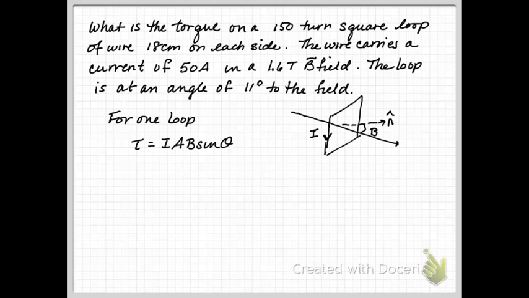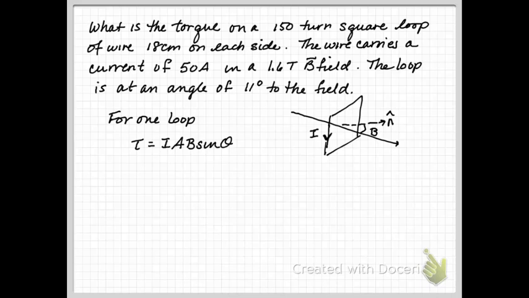All right, so here's our example where we're going to find the torque on a loop of wire. So it's a square loop, 18 centimeters on each side. Remember to change those to meters. And it's a bunch of wire looped around and around and around. That makes 150 turns. We're going to put it in a 1.6 Tesla magnetic field, and it's going to be at an angle of 11 degrees to the field.